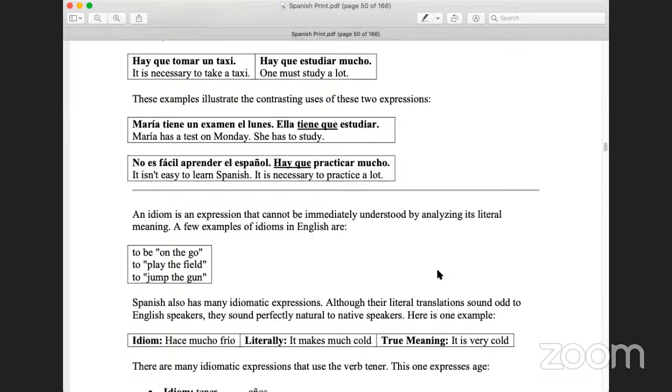Maria tiene un examen el lunes. Ella tiene que estudiar. I think you said DNA on one of those words. No, I ain't say DNA. I said tiene.